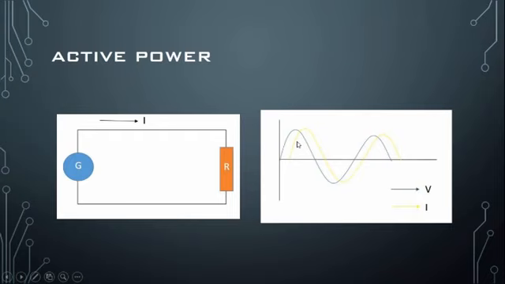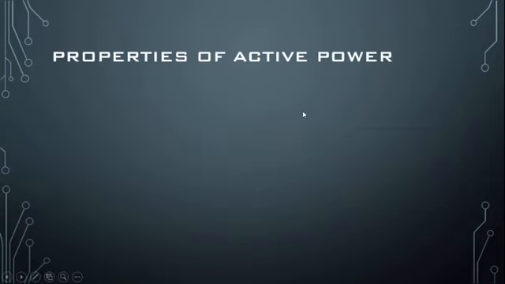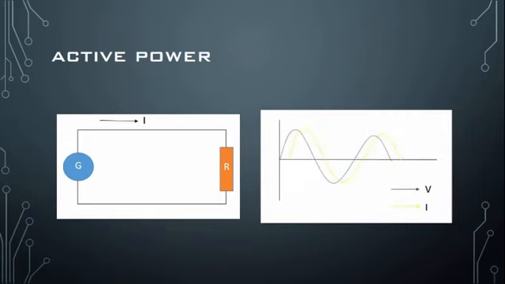We know that in a resistive circuit, voltage and current are in phase. That is the basic thing. Both the waveforms have their own positive peak, then zero value, then again a negative peak, then again zero, and then again positive. This is the basic flow.